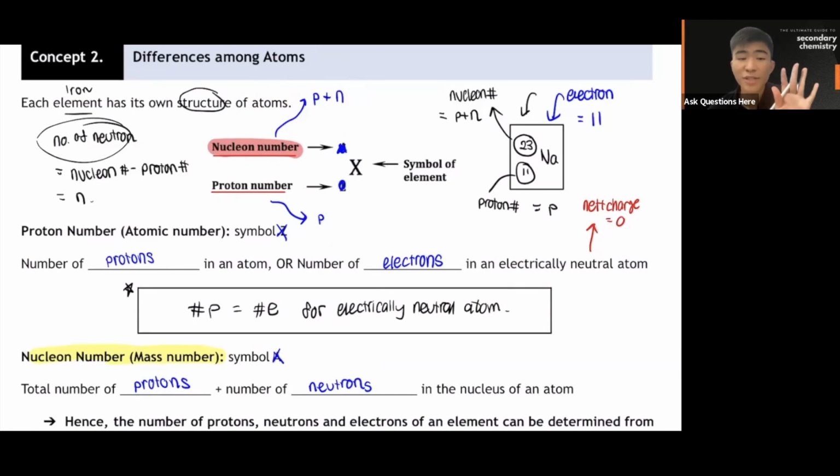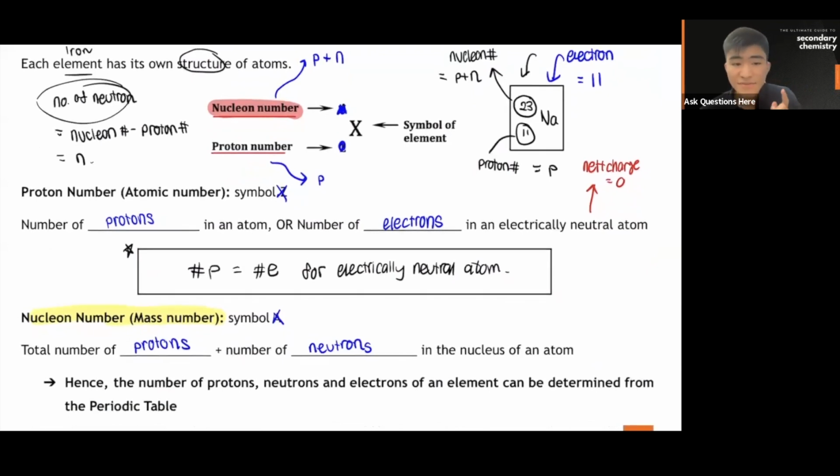Don't get confused between nucleon and neutron. They are different things. Nucleon is basically what is inside the nucleus, proton and neutron. Neutron is the particle itself. They only have zero charge. Okay, so you understand this with me first.